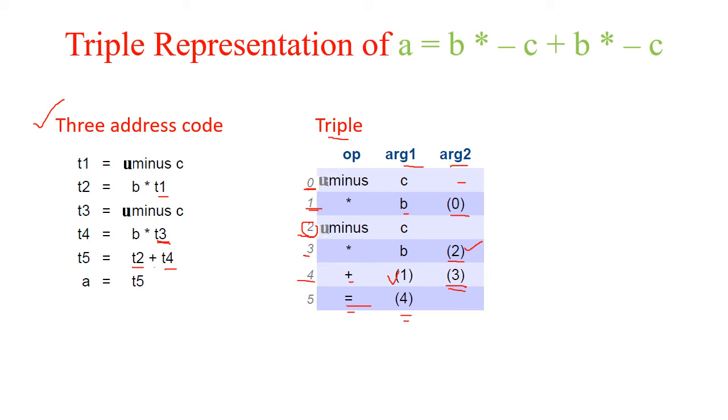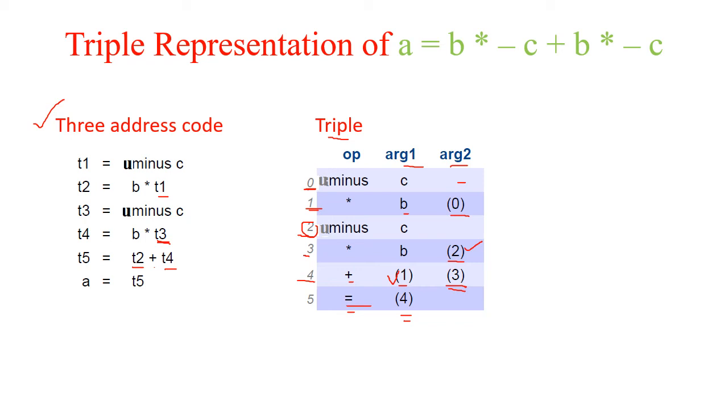To perform this assignment operator, we require T2 plus T4, that we obtain from the fourth statement. In this triple representation, what do this 1 and 3 stand for? This 1 means that to perform statement 4, we have to complete statement 1. This 3 represents that to execute statement 4, we have to complete statement 3.